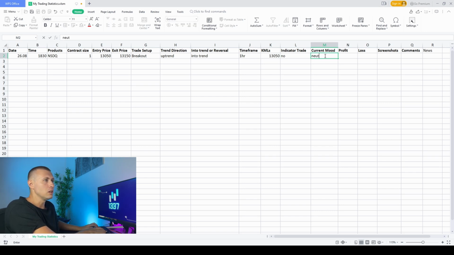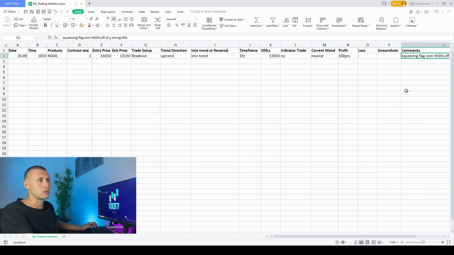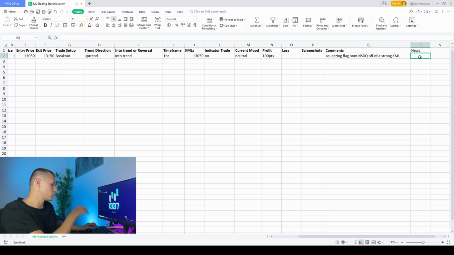Current mood, neutral, for example, and then you can put profit was 100 points. I log my profits in points, not in dollars. That's how I'm used to doing it since day one. And you put loss, whatever, nothing. Screenshot, you paste a hyperlink of the screenshot of the trade you took. Comments, you can put, for example, a squeezing flag on NASDAQ off of a strong key market level. All right, whatever comment you want to put. Then you can add news, PCE data report, plus Fed speech.